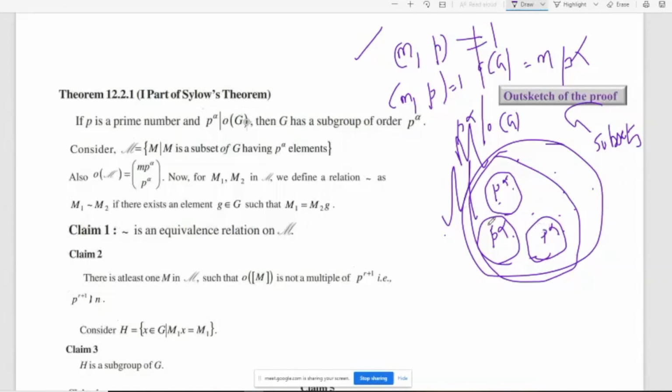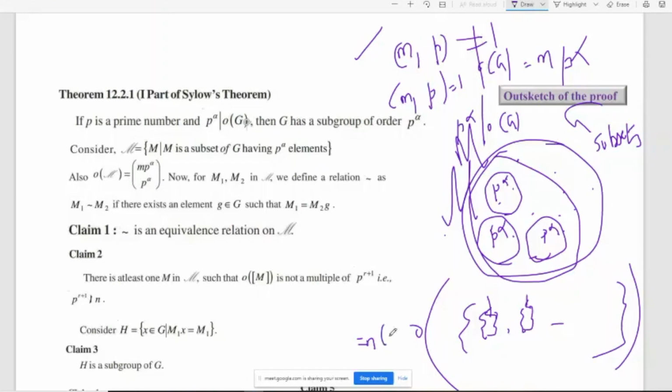So then we discussed, if I consider the set consisting of n elements, and you have all the subsets having k elements, then what is the order of this collection? It will be nCk. It will be nCk, right?